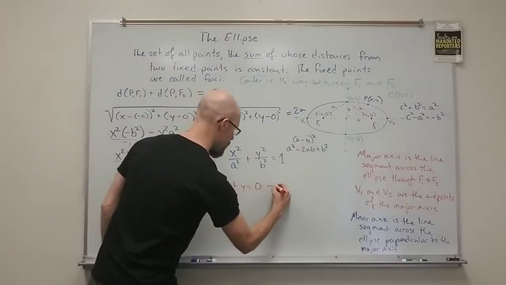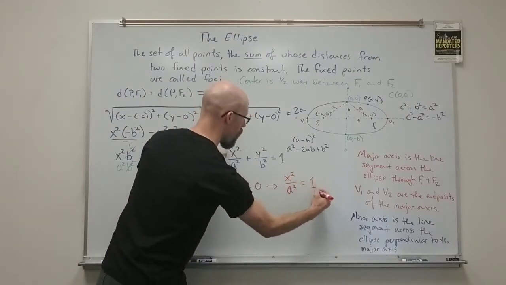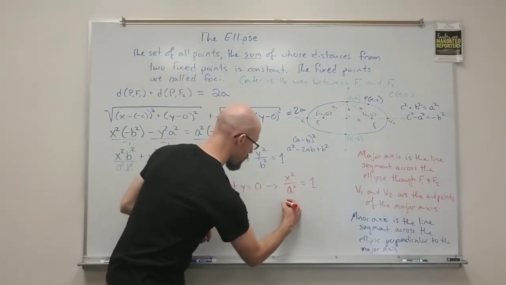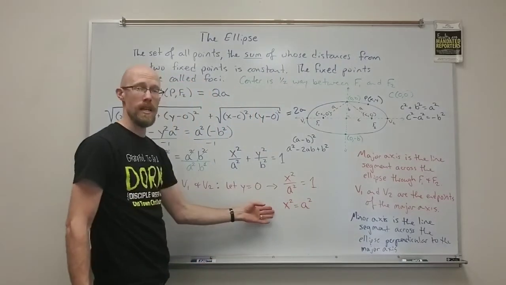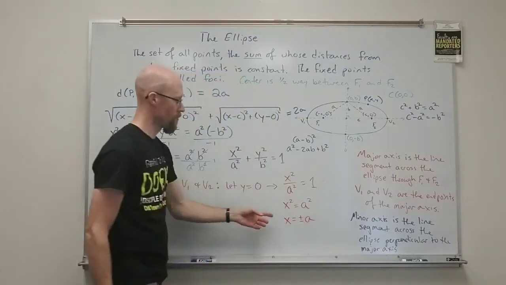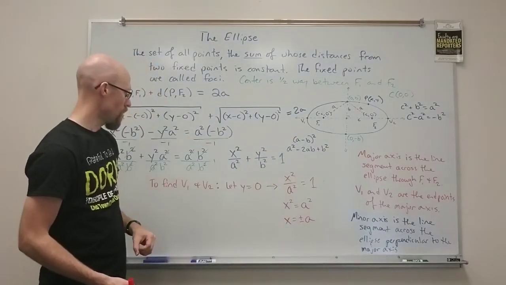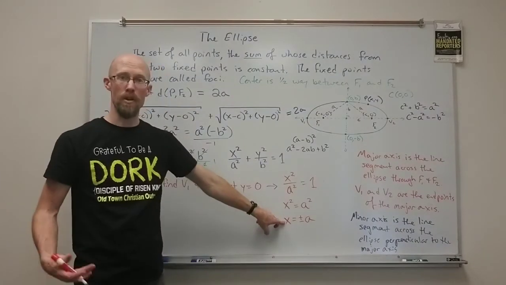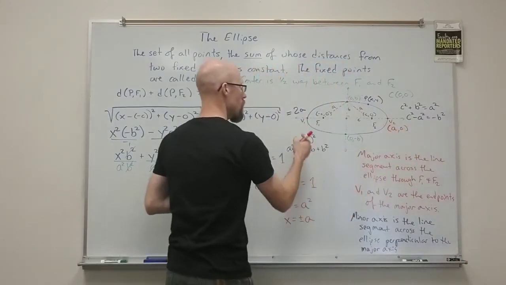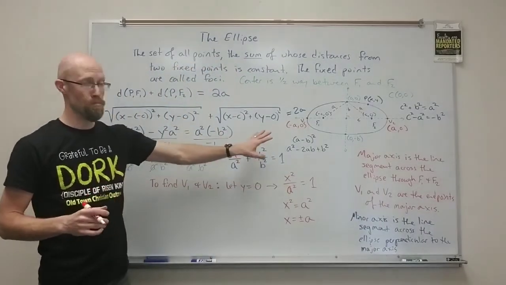Plug that in, I'm going to get just x squared over a squared equals 1, right? This whole term will 0 out. And then if I multiply both sides by a squared, I get x squared equals a squared. I take the square root, or use the square root property, and x is going to equal plus or minus a. Well, that's very handy, because what that means is that my vertices end up with an x value of plus or minus a. So this vertex 2 is just going to be a comma 0. Vertex 1 is negative a comma 0, right? That's pretty neat how that works out.